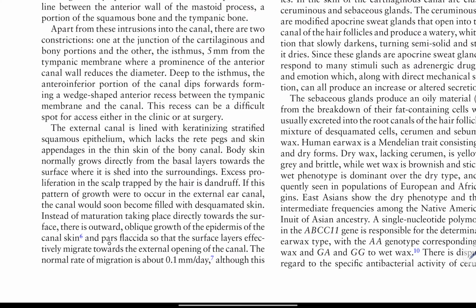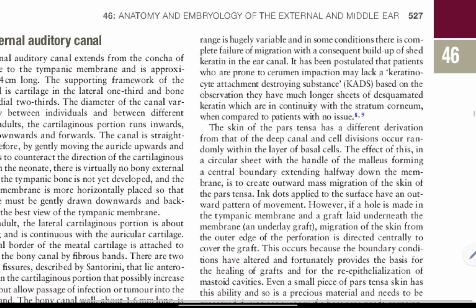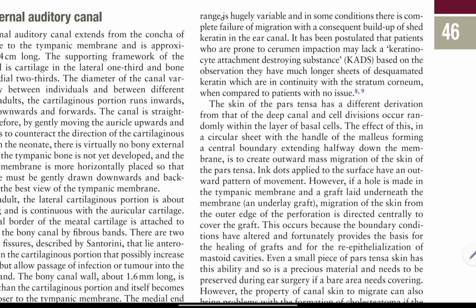Instead of maturation taking place directly towards the surface, there is outward oblique growth of the epidermis of the canal skin and pars flaccida, so that the surface layer effectively migrates towards the external opening of the canal. The normal rate of migration is about 1.1 millimeters per day. Although this range is hugely variable, and in some conditions there is complete failure of migration with a consequent buildup of shed keratin in the ear canal.